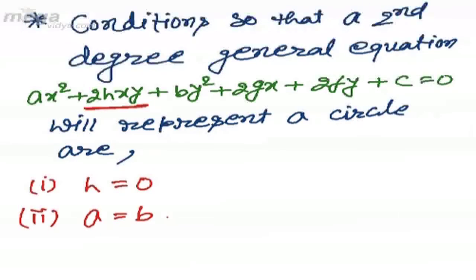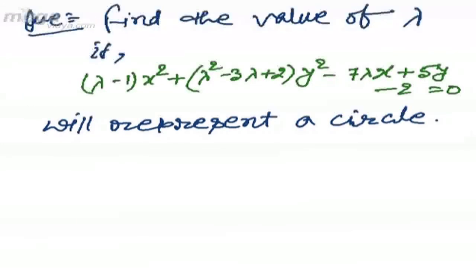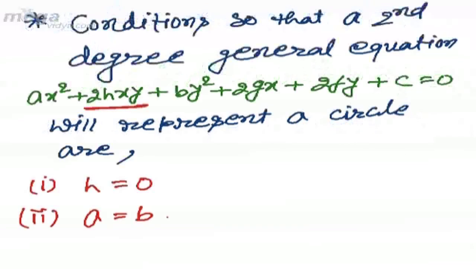Here the situation is what? This general equation will represent a circle if and only if a equal to b and h is equal to 0. That is, there is no term which includes xy and the coefficient of x square is equal to the coefficient of y square. In this given situation, we can see here there is no term including xy. That is, the first condition is satisfied.